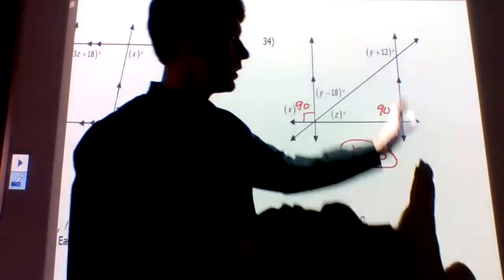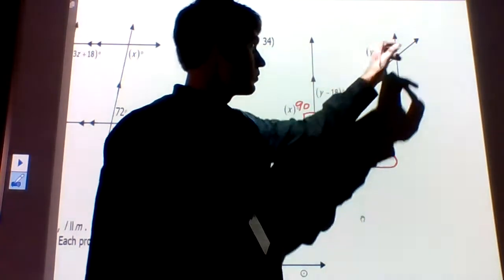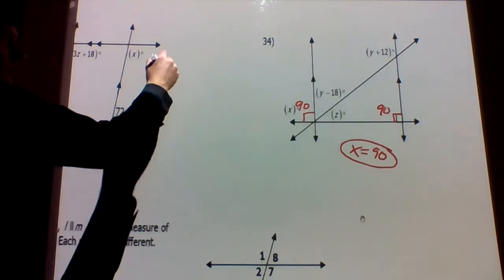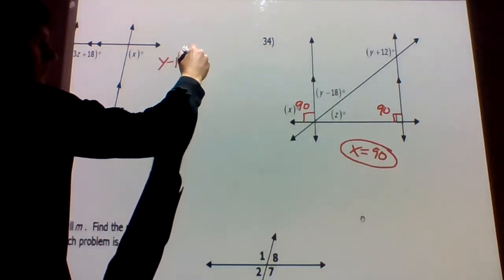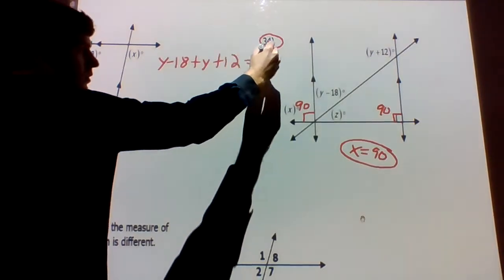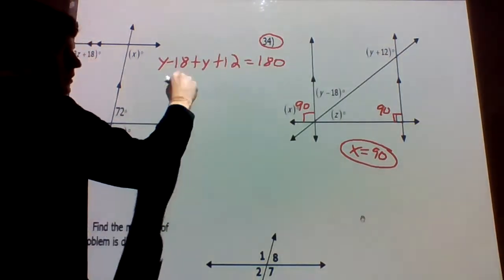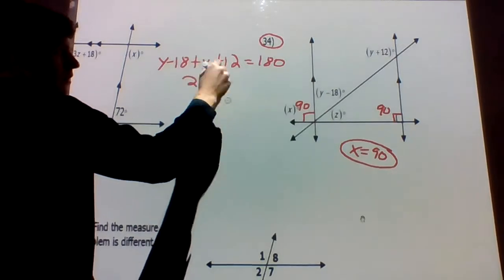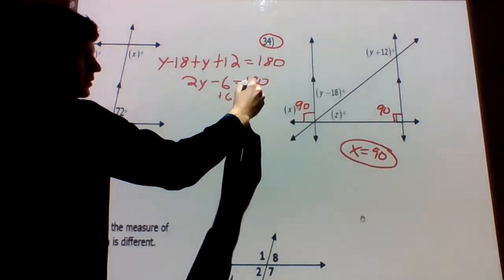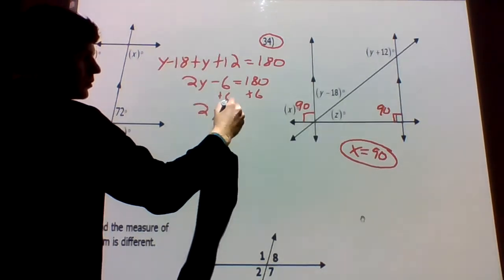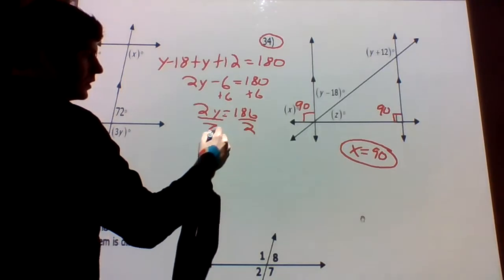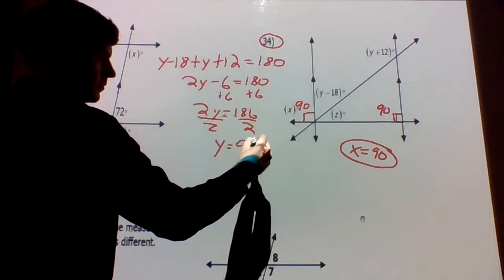Here we have parallel lines. So these two angles are same side interior, so they're going to be supplementary. They add up to 180. So y minus 18 plus y plus 12 equals 180. Okay, so that's 2y minus 6 equals 180. Add 6 to both sides. That's 186. Divide by 2. Y is going to be 93.